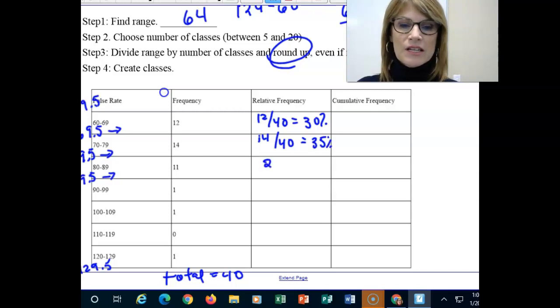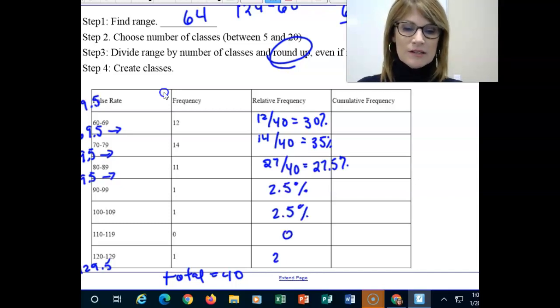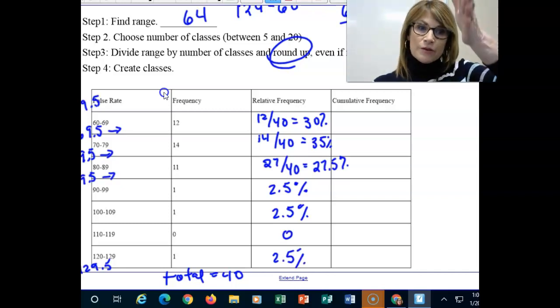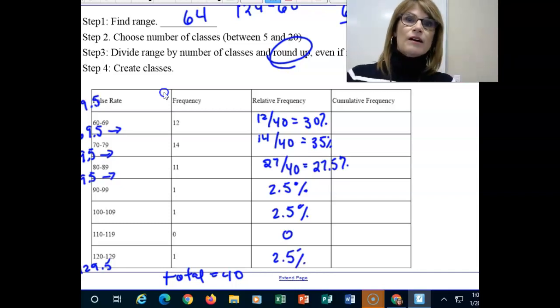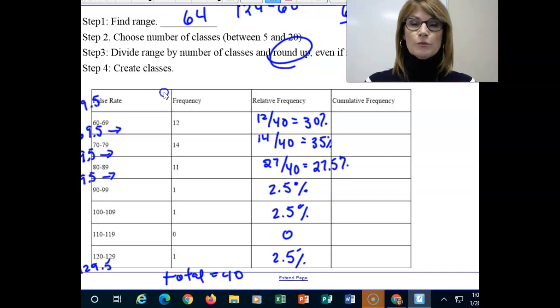27 out of 40, and you can round these to maybe one decimal place, 27.5%. 1 out of 40, 2.5%, 2.5, 0, and 2.5. Okay, when you add those together, they will add up pretty close to 100%.